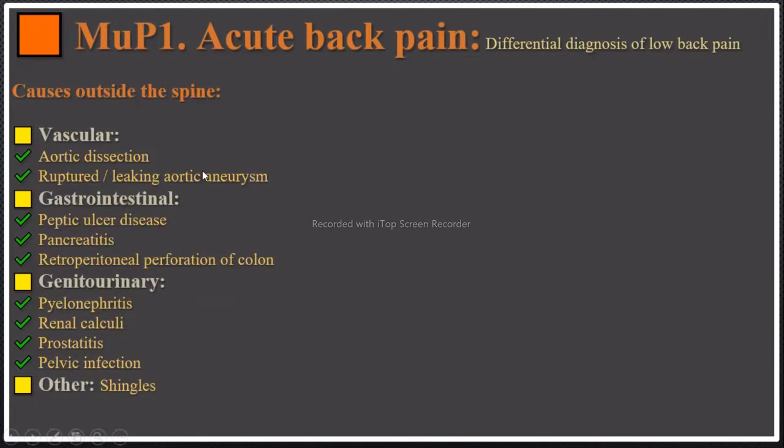What about non-spine causes of acute back pain? So if you find in the scenario the patient more than 50 or 55 and he has back pain plus or minus flank pain or abdomen pain, so think about AAA, also maybe aortic dissection. So if he has acute back pain thoracic, think about aortic dissection. And also sometimes it's referred to back, as you remember in cardiology. Ruptured leaking aortic aneurysm, so maybe the patient has low back pain.